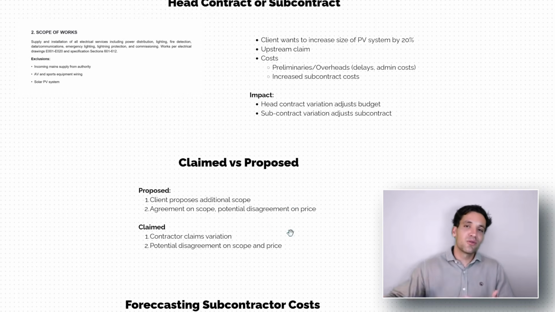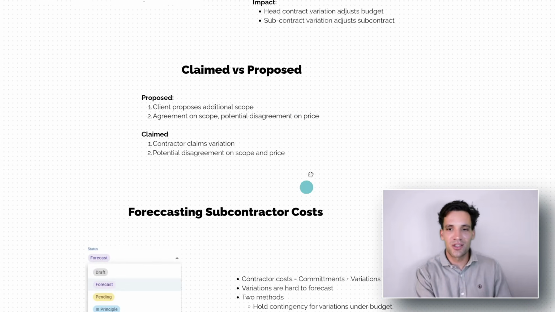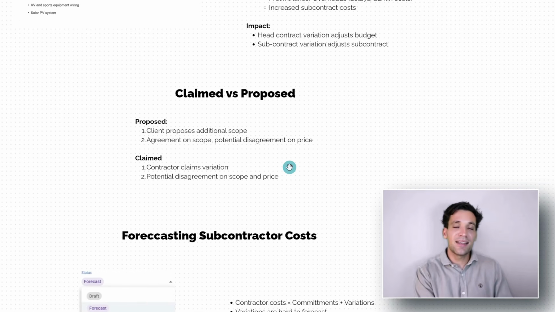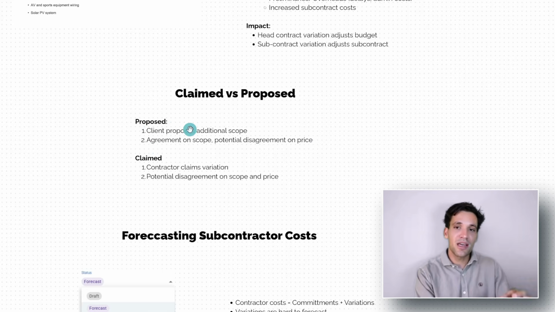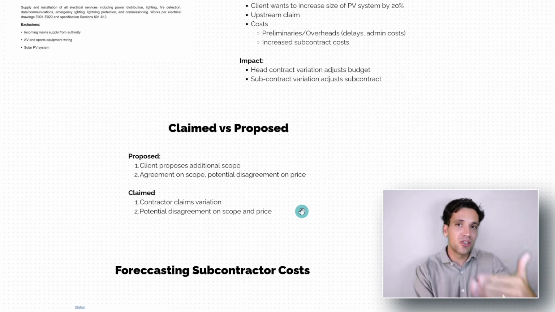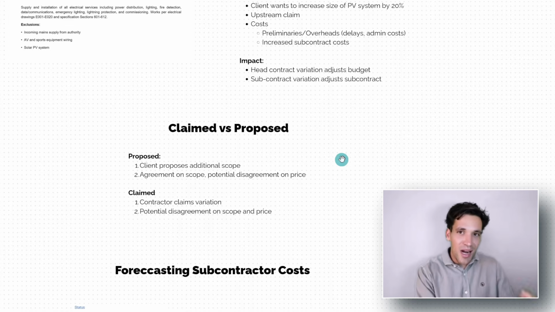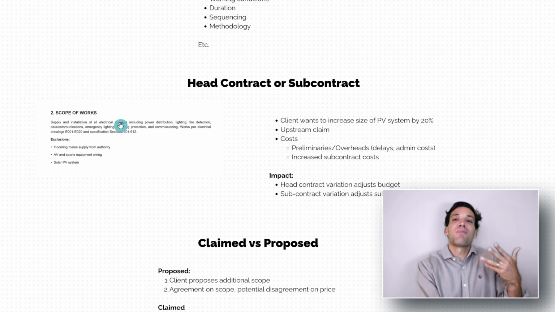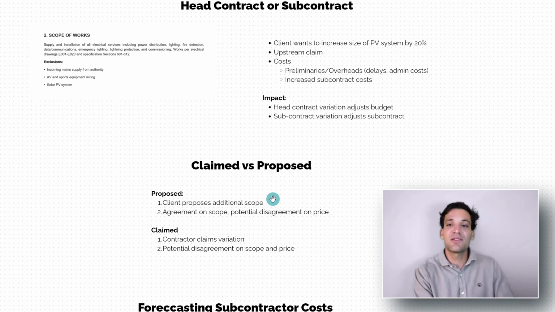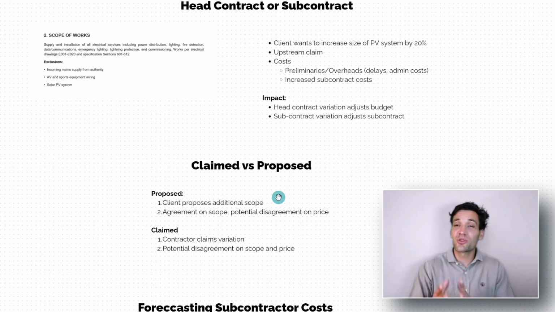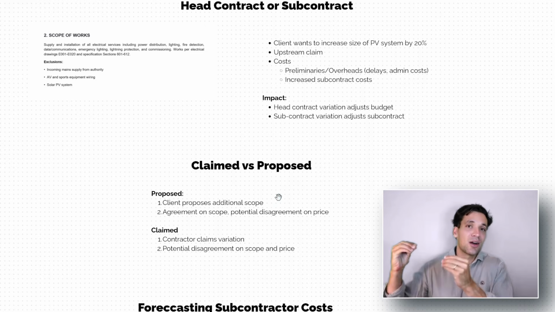But I don't want to make this a long video about variations and the different types of variations. All you really need to understand, and this is going to relate to how we forecast out variations, is you have proposed variations where the client proposes additional scope. These practically would never be in our forecast unless our client has already told us these are coming up. Because how can we possibly know that the client is going to add 20% to their solar system? And anyway, it would be an upstream claim for us. So we would always get additional budget to do the work. So it doesn't make sense to hold that in our current budget.